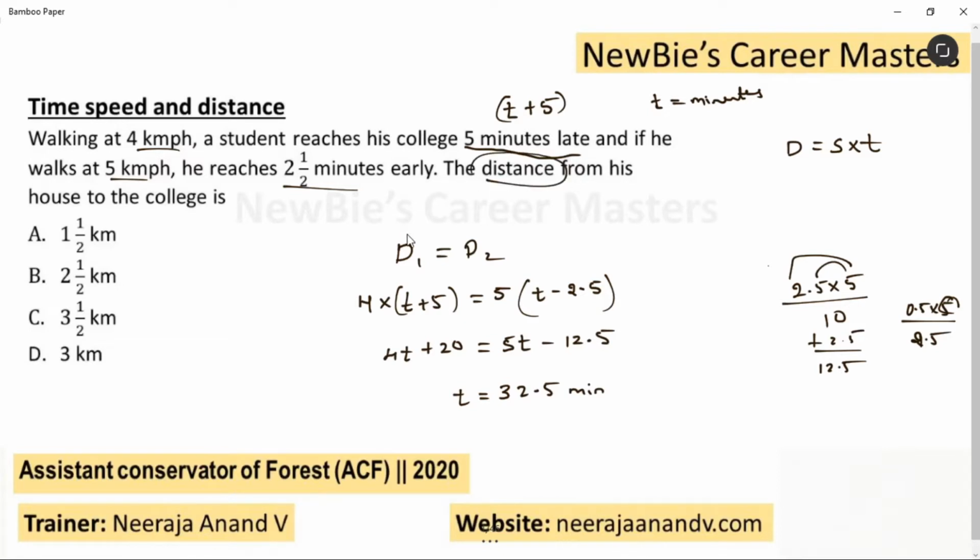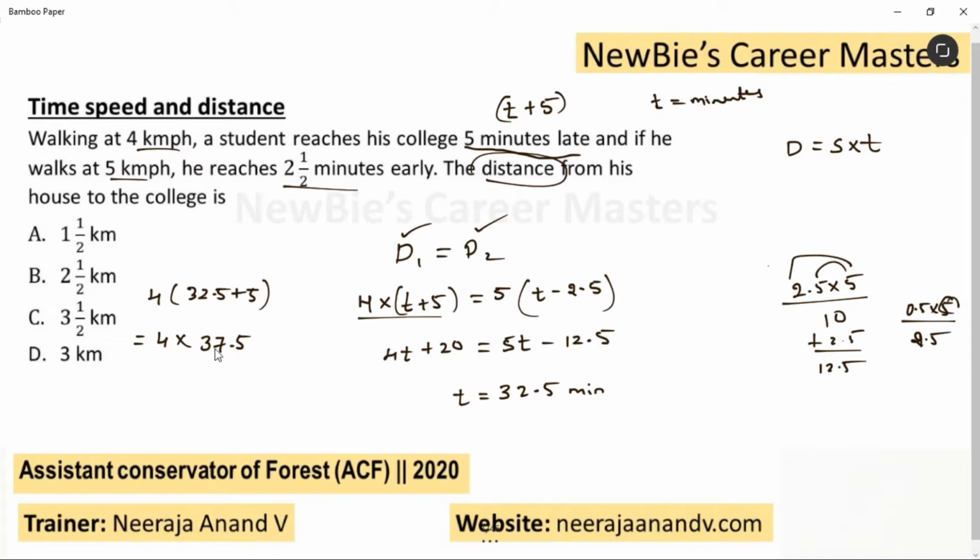Now, the question is for distance. Either you use this or this. Both give you the same answer. Let's take this one: 4 into 32.5 plus 5, that is 4 into 37.5. What is the important step here that we are missing? Very important step is, we need the distance in kilometers. That means speed should be in kilometers per hour, yes, we have that, and time should be in hours. But we don't have that. We have time in minutes. Let's convert this to hours now.